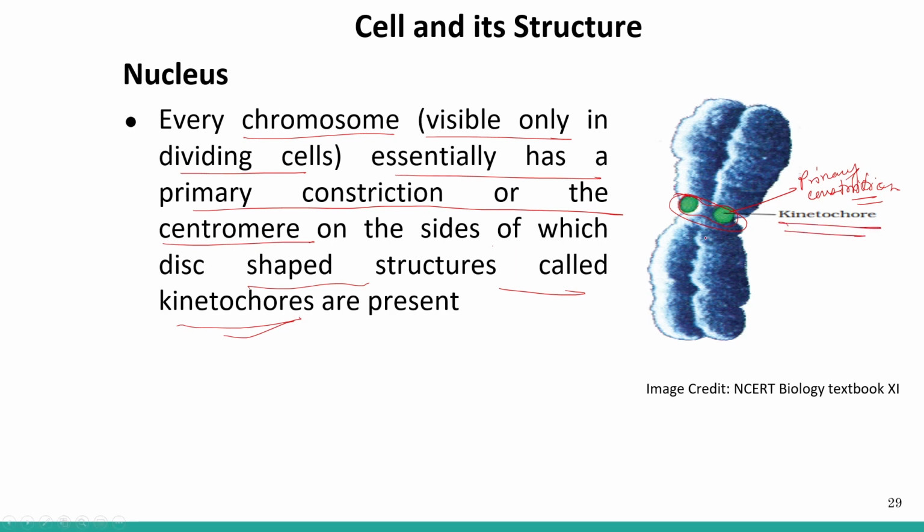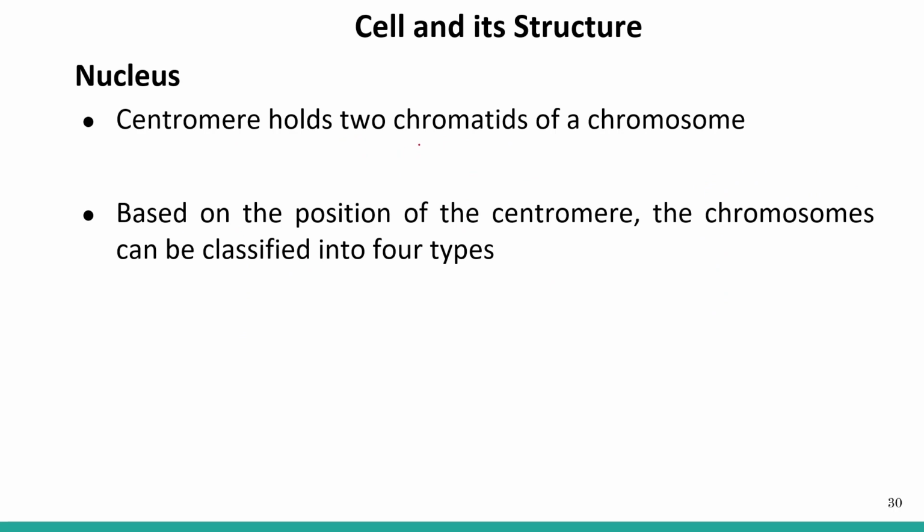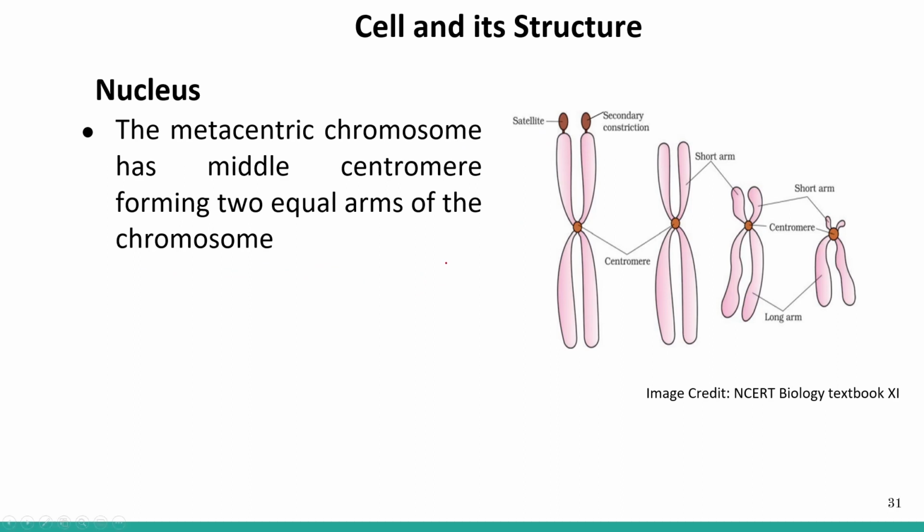At this particular region, a disc-shaped structure is present which is called the kinetochore. The centromere holds two chromatids of a chromosome. So two chromatids are present in one single chromosome, and they are held by the centromere. Based on the position of the centromere, the chromosomes can be classified into four different types. Okay, so let us see what they are.